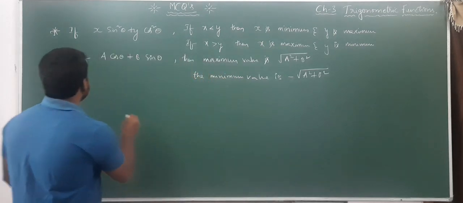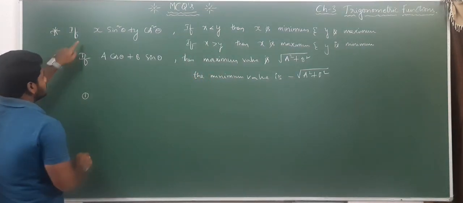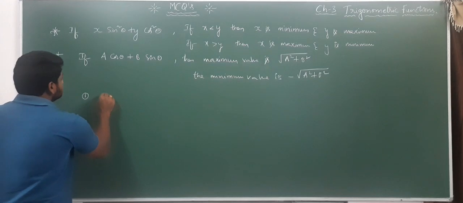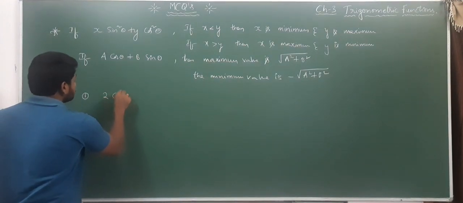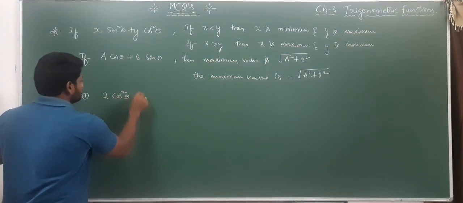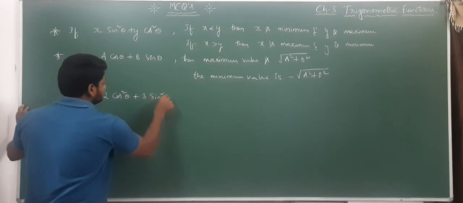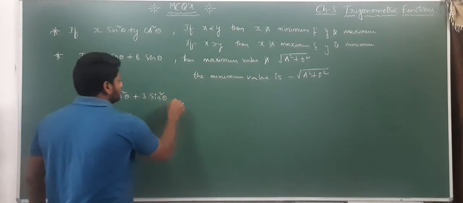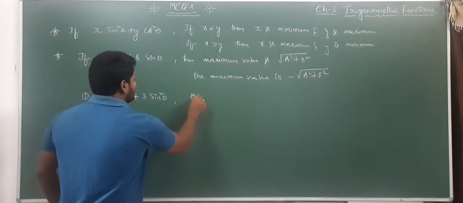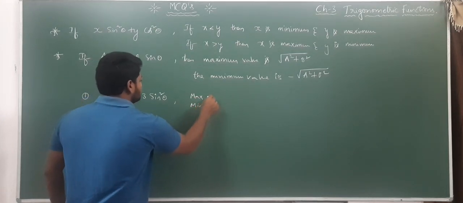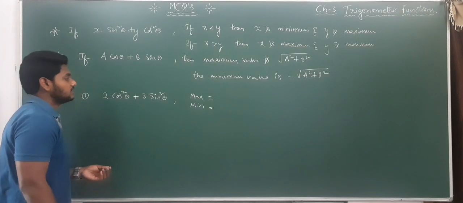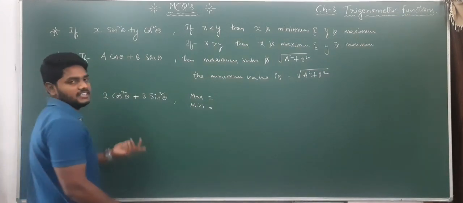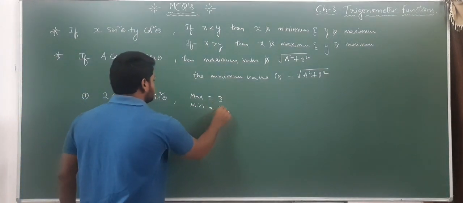See, for example, based on the first statement, if the question is 2 cos square theta plus 3 sin square theta, and this is the expression, then what is the maximum value? What is the minimum value? Simply by seeing we can identify which is maximum. So here 3 is maximum, and 2 is minimum.